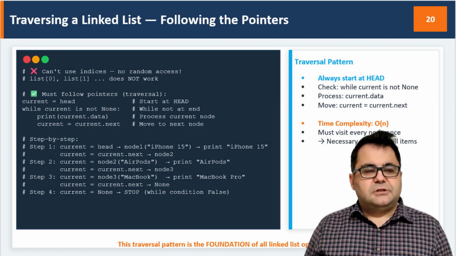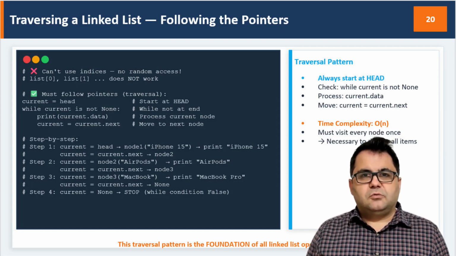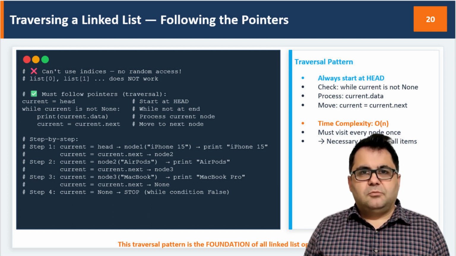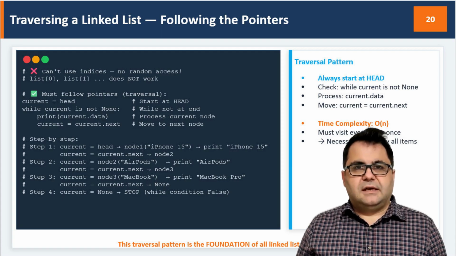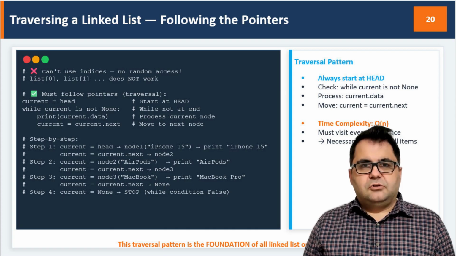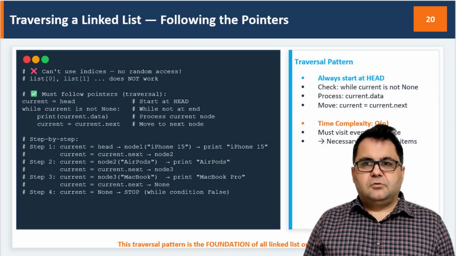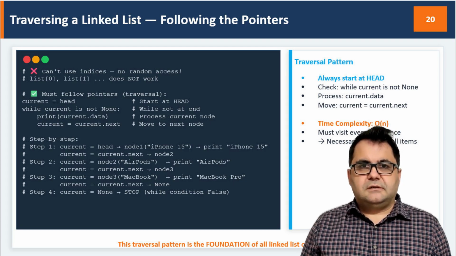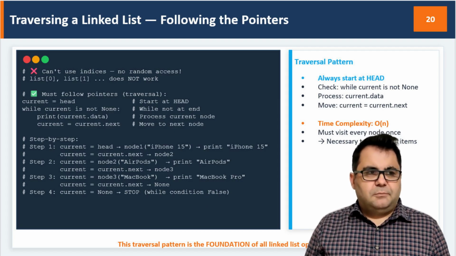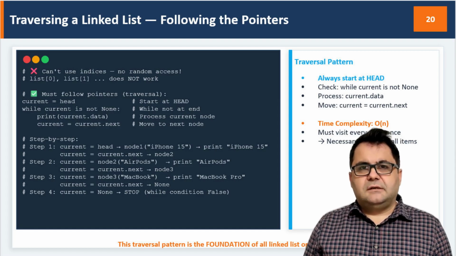Let's walk through step by step. Step 1. Current equals head, so current points to node 1 with iPhone 15. We print iPhone 15. Then we move. Current equals current.next, which points to node 2. Step 2. Current is now node 2 with AirPods. Print AirPods. Move again. Current equals current.next points to node 3. Step 3. Current is node 3 with MacBook Pro. Print MacBook Pro. Move again. Current equals current.next equals None.